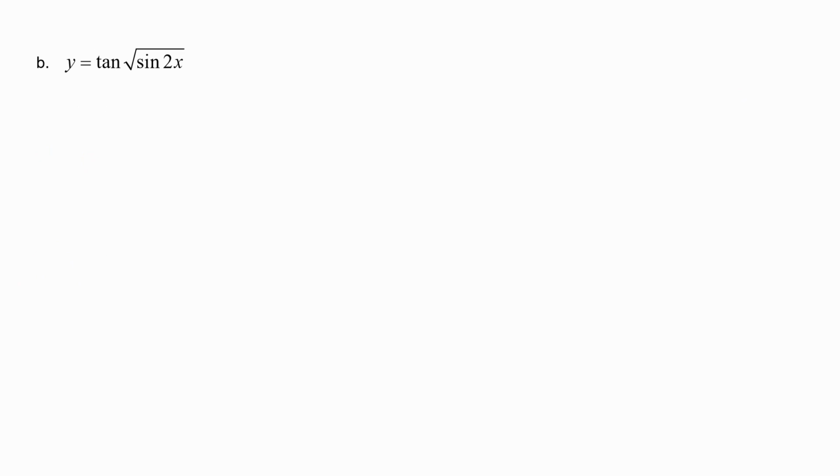Here we have to find the derivative of y equals tangent of radical sine 2x. Now don't make the mistake of thinking that you will use the product rule. This is not tangent times radical sine 2x. This is tangent of radical sine 2x. Well, we can rewrite this as tangent of sine 2x to the 1/2 power.